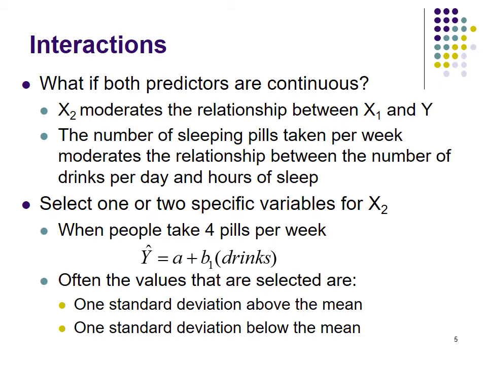Now in here we're going to have to just select one or two specific values for that continuous moderator. Often what we'll do is we'll look at one standard deviation above the mean and one standard deviation below the mean to see how the relationship changes. So we're basically going to say we're going to look at the bottom third of sleeping pill use and what is the relationship between drinking and sleep there, compared to the top third of the amount of sleeping pills taken. What does the relationship between drinking and sleeping look like there?